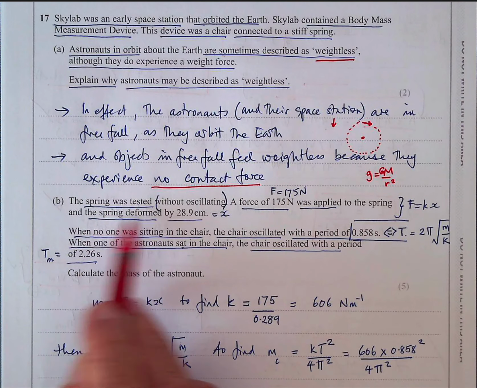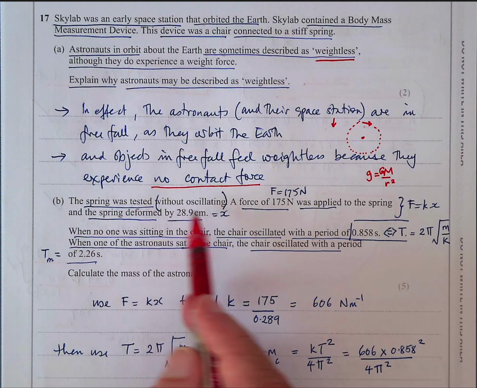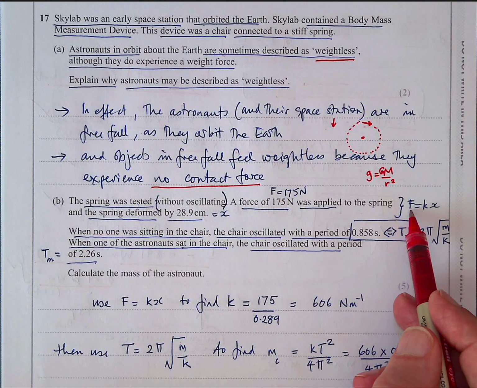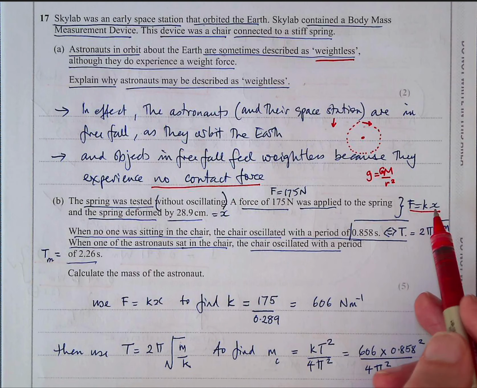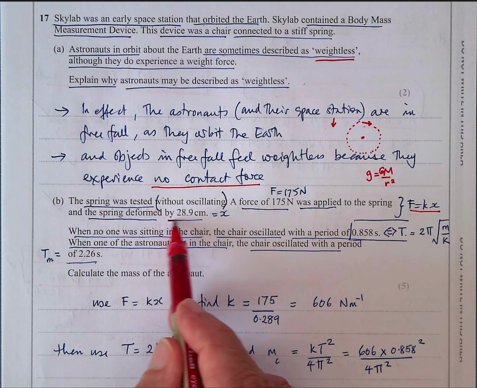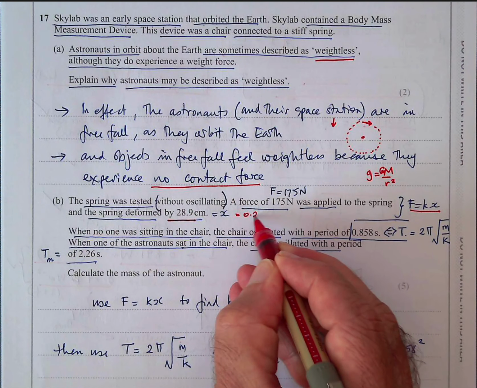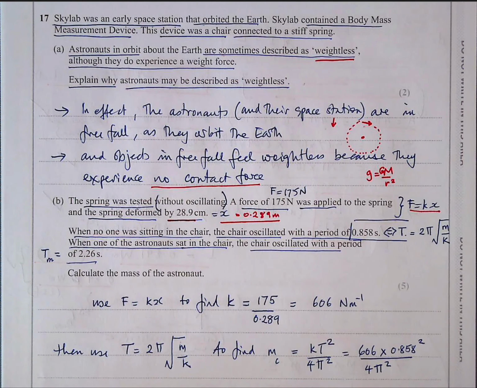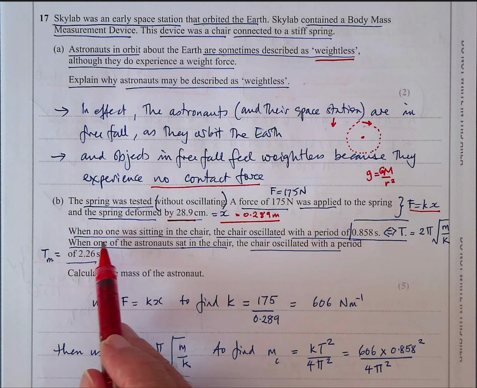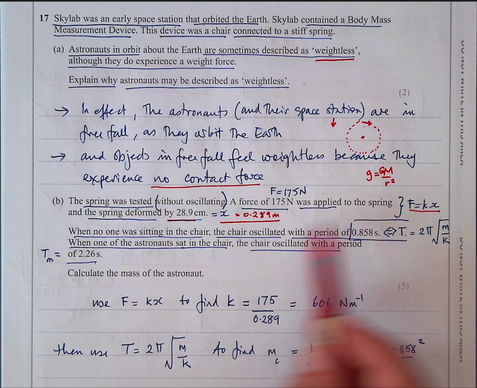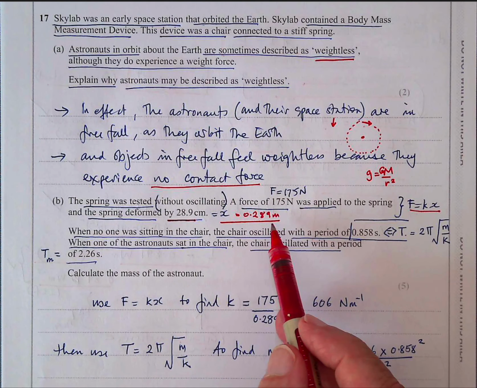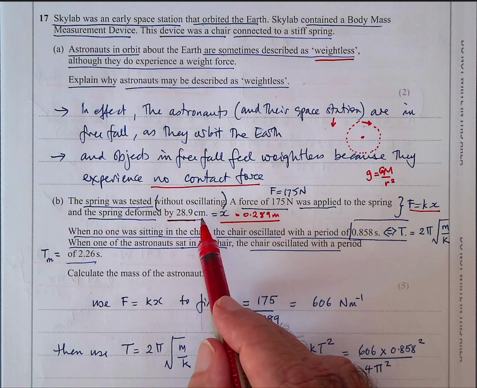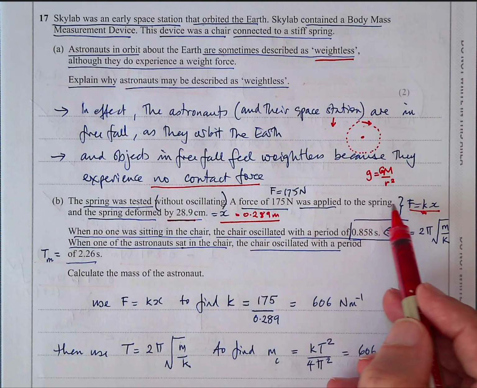Okay. The spring was tested without oscillating. In other words, they just stretched it with a force of 175 newtons applied to the spring. So now, as I said before, you're going to ask about Hooke's law, F equals kx. The spring deformed by 28.9 centimeters. That means 0.289 meters. So keep doing this when you're reading the question to make sure you don't make any errors with units. They're giving us F, we can work out k, can't we? So by knowing this, we can work out k.